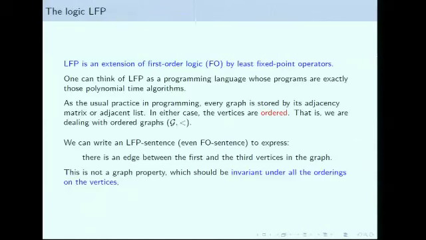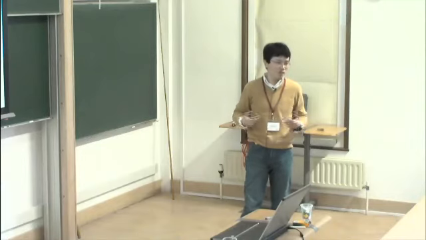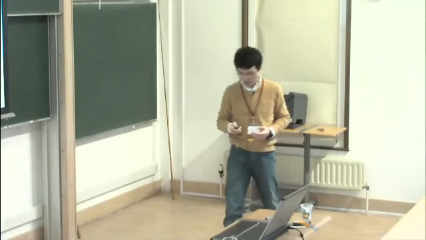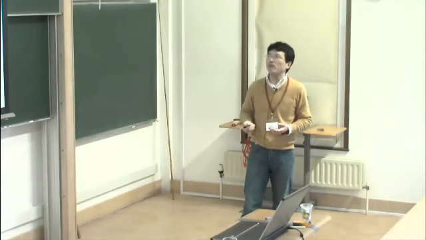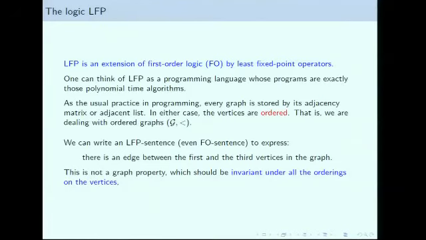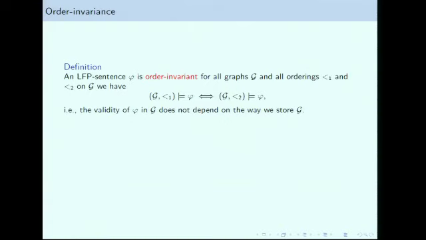So we can write an LFP sentence. In that case, to express, even in an FO sentence, that there is an edge between the first and the third vertex in the graph. But this is, of course, not a graph property, because you can think about two graphs, one graph together with two different orderings, where one satisfies this property and the other does not. So this is not a graph property. What we are aiming for are those properties that are invariant under all possible orderings of the vertices. So that's the main problem with LFP.